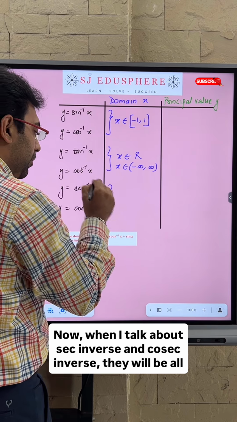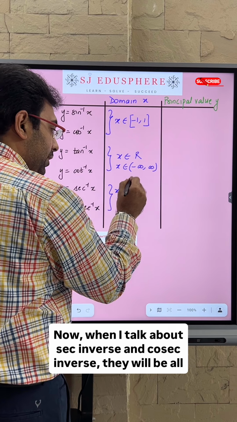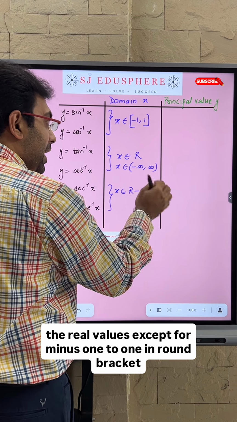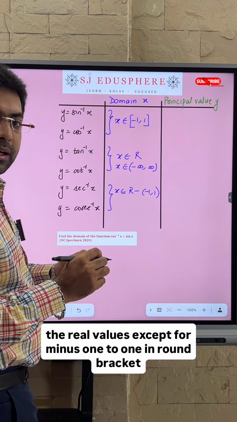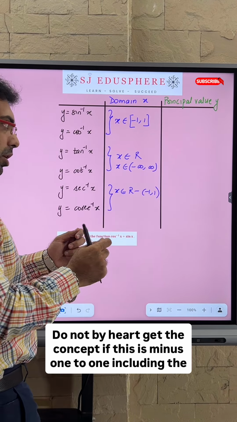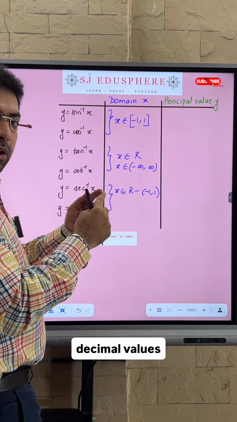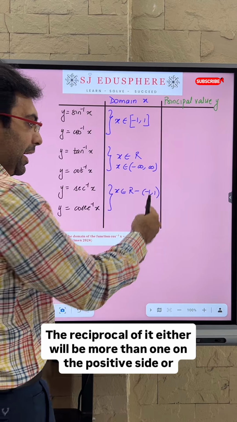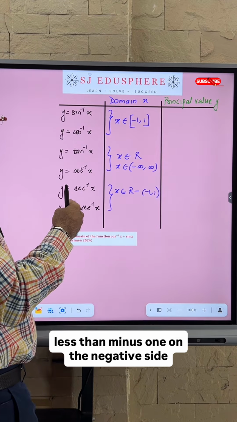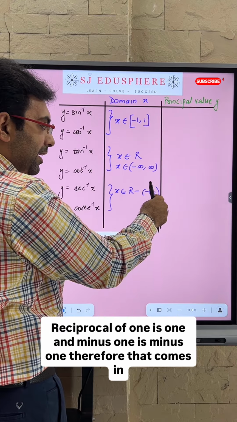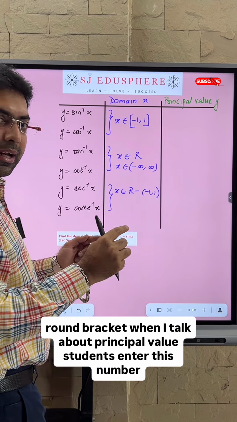Now, when I talk about sec inverse and cosec inverse, they will be all the real values except for -1 to 1 in round bracket. Do not by heart, get the concept. If this is -1 to 1, including the decimal values, the reciprocal of it either will be more than 1 on the positive side or less than -1 on the negative side. Reciprocal of 1 is 1 and -1 is -1. Therefore, that comes in round bracket.